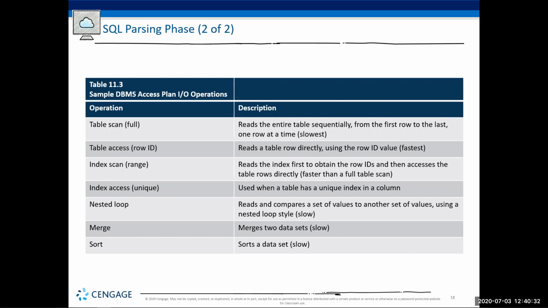Access plan, sample database access plan, IO, input output, right? So it does a table scan to generate stats. And then you look at the row ID, you look at your index. I think there's a slide I have to show you how the index comes into play.